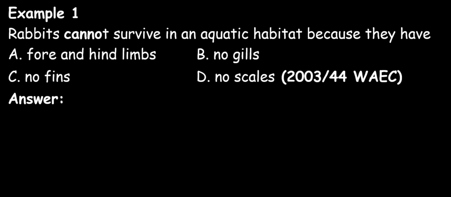Our first example says, rabbits cannot survive in an aquatic habitat because they have A, fore and hind limbs, B, no gills, C, no fins, and D, no scales. The answer to this question is B. This is because rabbits cannot survive in an aquatic habitat because they have no gills. Gills are adapted for breathing underwater.